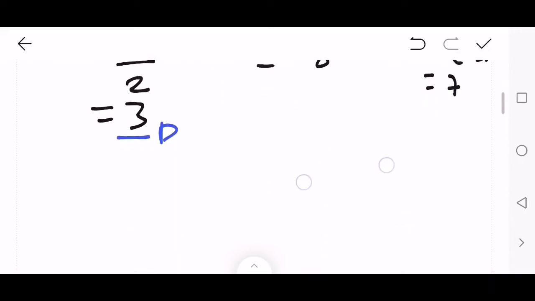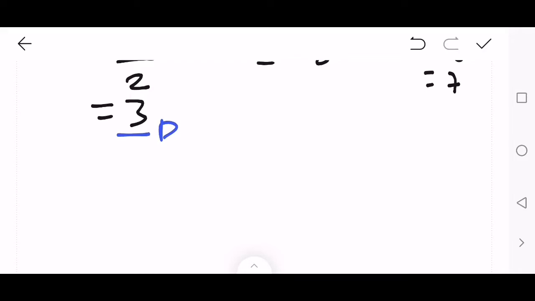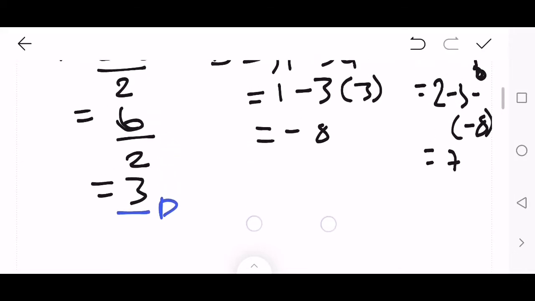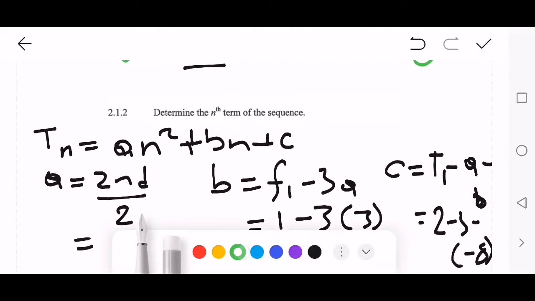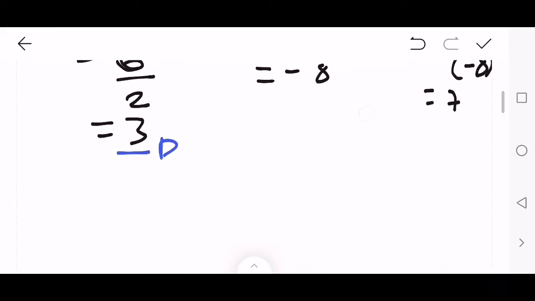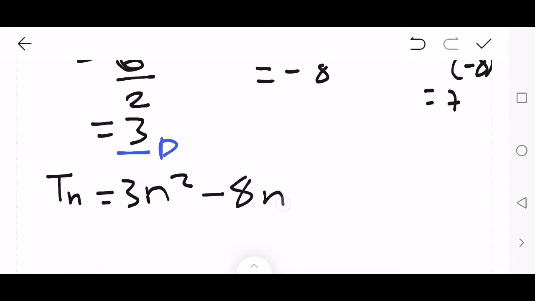And then we need to write the general formula. So now we just need to take the values of a, b and c and substitute onto our general formula here. So that was Tn equals 3n squared plus, that is going to be minus 8n plus 7. So that is our general formula there.